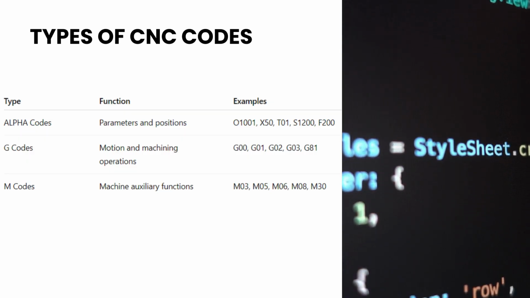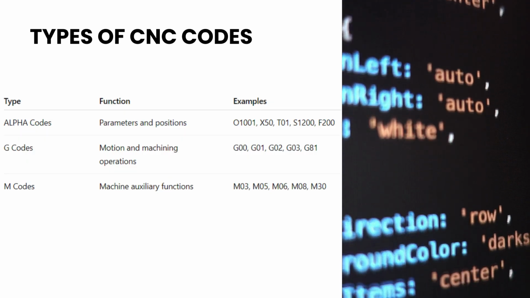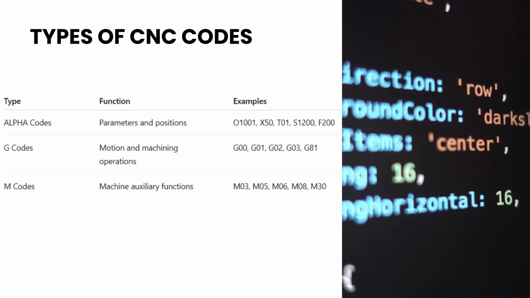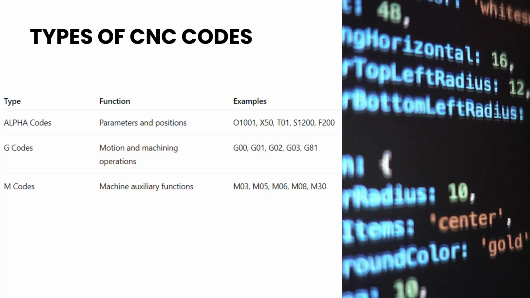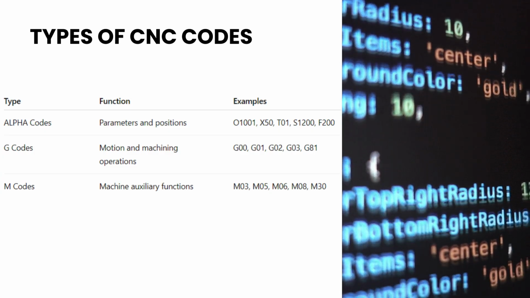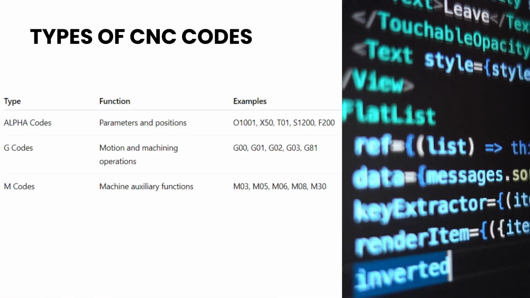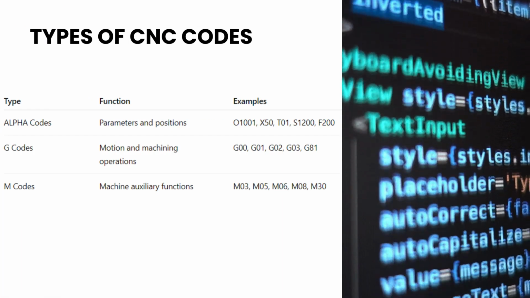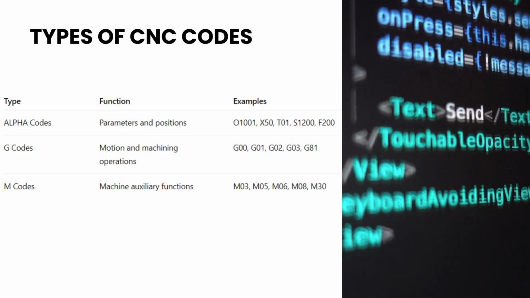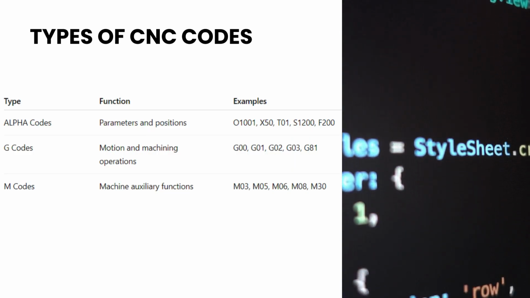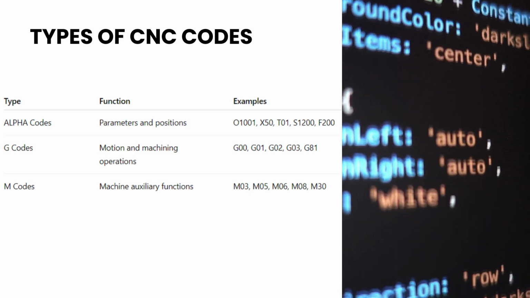The second category is G codes. These are preparatory functions that tell the machine how to move. G00, for example, is used for rapid movement, when you want the tool to get to the position as fast as possible without cutting. G01 is used for cutting in a straight line at the controlled feed rate. G02 and G03 perform circular movement, clockwise and counterclockwise.